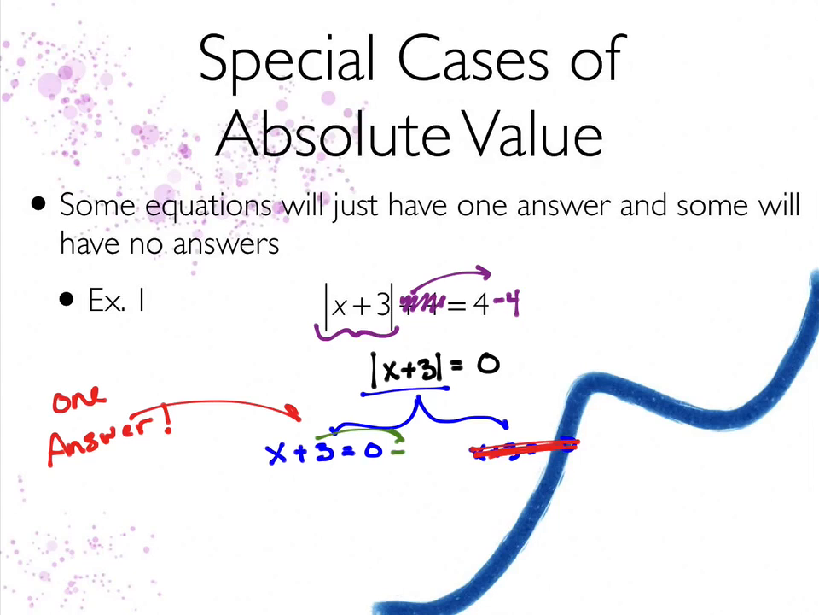I'm going to subtract this 3 and bring it over here. There we go. Move it over. So I'm going to be left with x equals negative 3, my one and only answer.